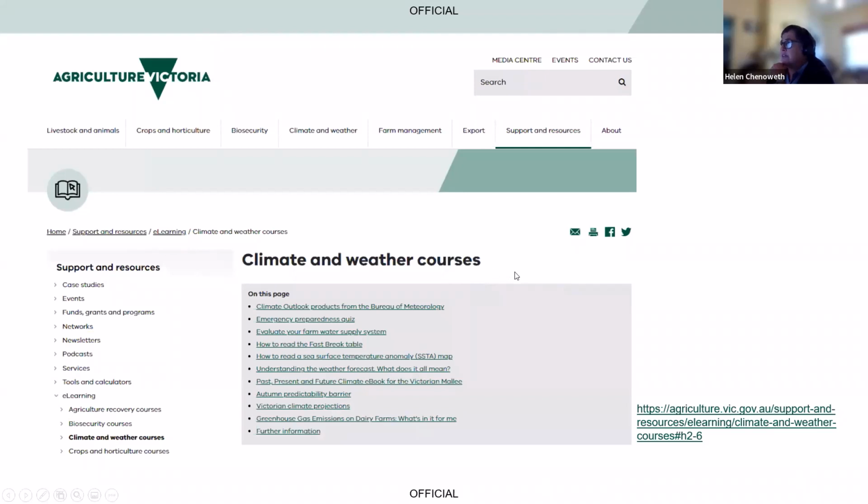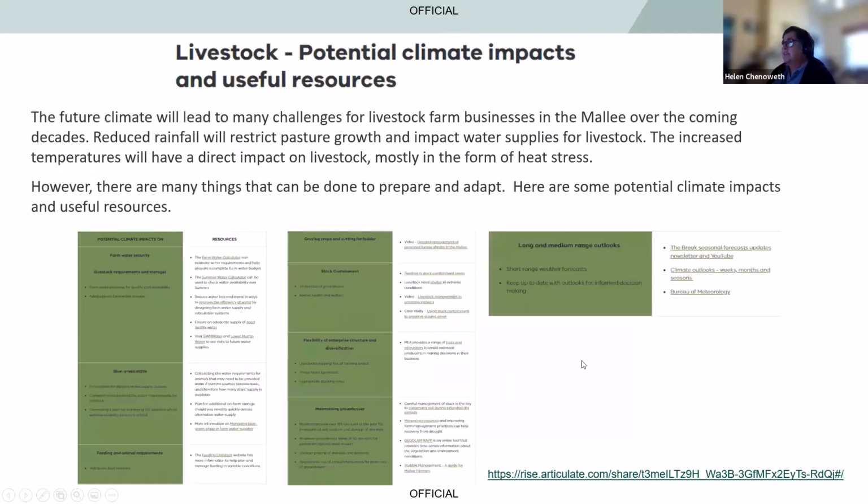For Agriculture Victoria, there's a whole heap of information that we're well aware of, and I've been involved in putting together some resources, as well as a number of my colleagues, which is fantastic, about climate outlooks, about evaluating water supply systems, about ebooks on the Victorian Mallee, which my colleague Heather Field, hi Heather, has been involved with, and also understanding the weather forecast. So that gives you some more information as well on greenhouse gas emissions for farming situations. There's also some really nice information around for a range of different areas as well, which I've given you a link for to have a look at.